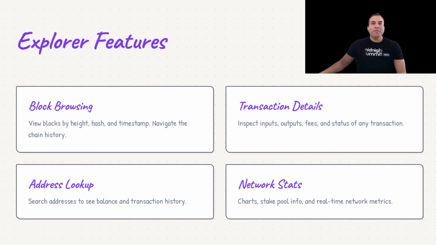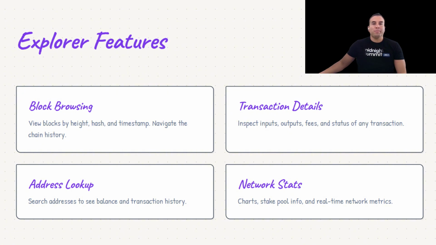Explorers give you four main capabilities, and it's worth understanding each one. Block browsing. You can view blocks by height, hash, or timestamp, and navigate through the chain history. This is your bread and butter for understanding chain progression. Transaction details. Click on any transaction and you see inputs, outputs, fees, and status.